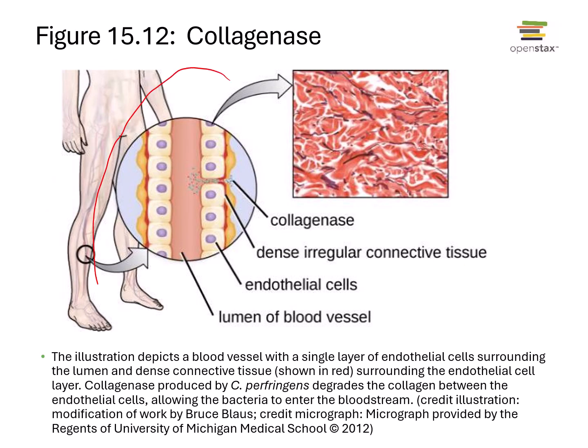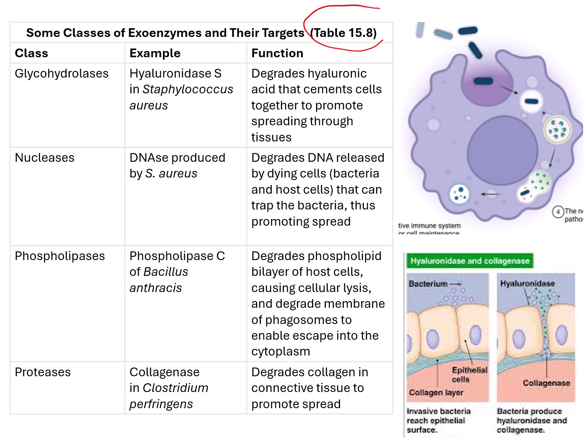Our book provides a picture of a blood vessel with endothelial cells and a dense connective tissue shown in red, and we can see bacteria releasing collagenase, which allows them to invade and enter the blood. Here's a summary of the different types of exoenzymes and a few more pictures.